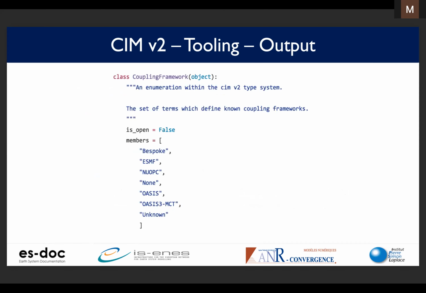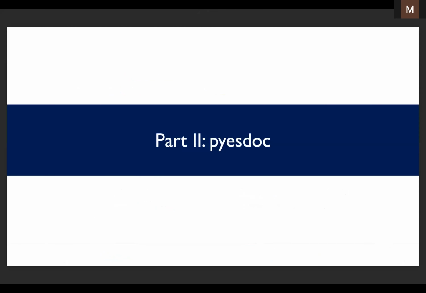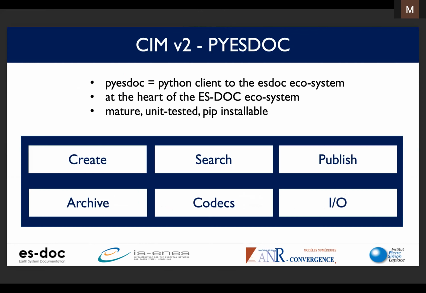Here's the tooling output for the enumeration that I alluded to earlier. So that's where the schema lives. So we have, in this case, our ontology declaration. We have our tooling to validate, parse, and then generate upstream assets. And this all gets brought together in this library called ESDoc, Python Earth System Documentation. This is at the heart of the ESDoc ecosystem. It's a Python library. It's mature, unit tested, pip installable.